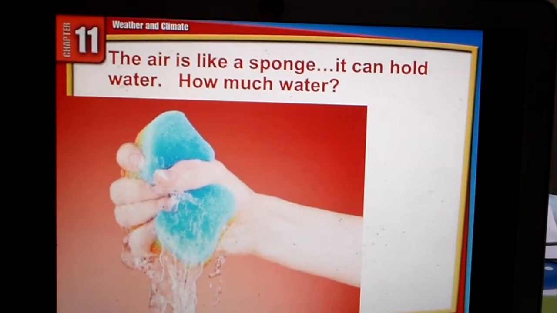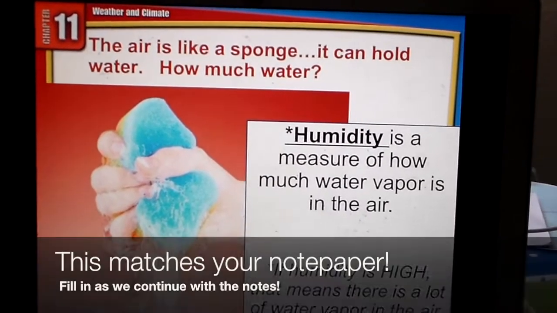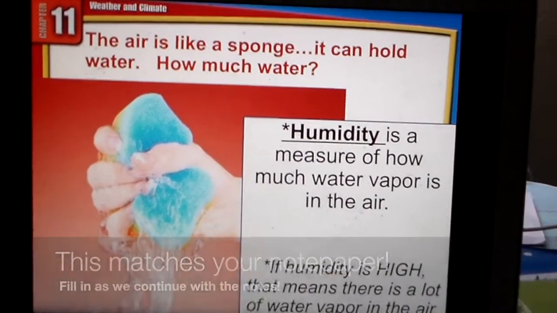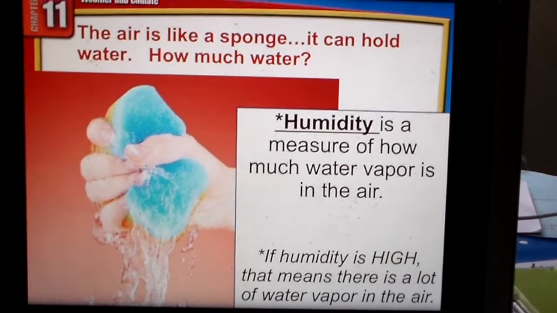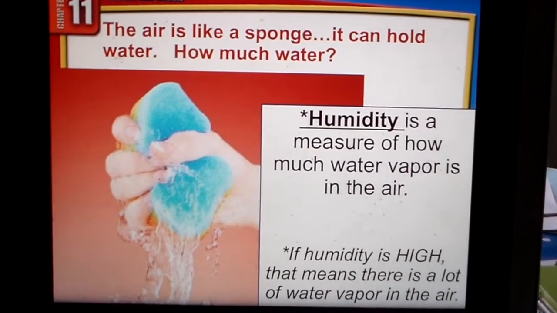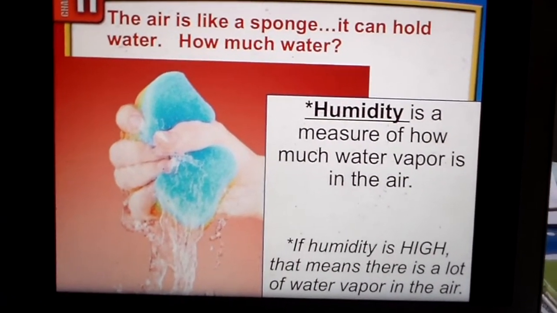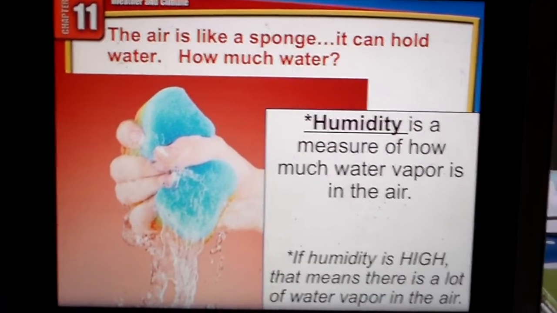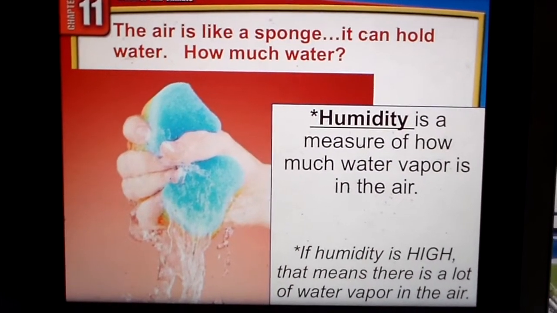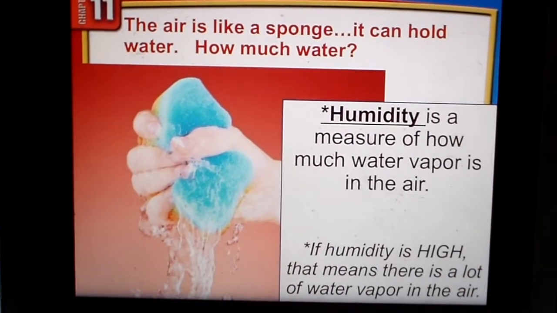So the word that weather forecasters use for how much water is in the air is called humidity. Humidity is a measure of how much water vapor is in the air. So if we have a high humidity number, like 80% humidity or 90% humidity, that means that there's a lot of water vapor in the air. This also explains why, when the humidity is really high, we tend to feel rather sticky and uncomfortable, because the air is really full of water vapor. It can't evaporate anymore, and so things like sweat stick to our body and we feel really uncomfortable.